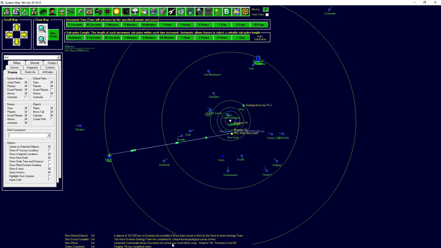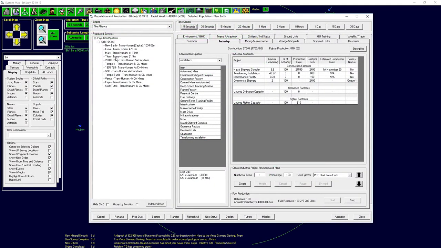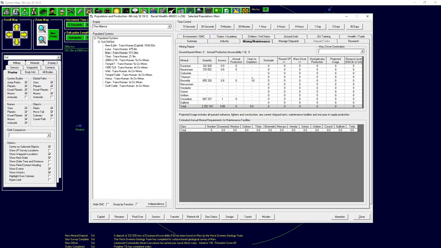And the geological survey on Mars has also been done. A deposit of 332,000 tons of uranium with an accessibility of 0.9 has been found on Mars. And that is excellent news. This makes Mars even more valuable than it already was, and I'm so happy we have colonized it. This is a really nice stack of minerals that we can use a lot. And we can actually use these locally maybe as well.